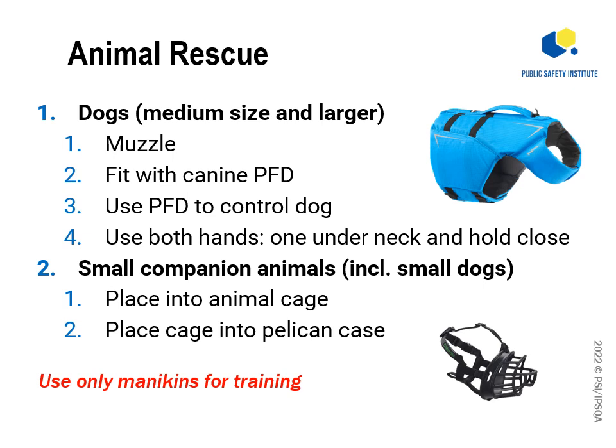As you can see on the previous slide, when carrying a dog in water, once the muzzle has been placed on the dog, you can put an arm underneath around its tummy, and then the other arm around its neck, so you can control the head and ensure that the head is kept out of the water. For small companion animals such as small dogs, cats, rabbits, etc., place them into a cage. If there's any risk that they may be submerged, you can put that cage into a watertight pelican case or dry bag for supervised short periods only.